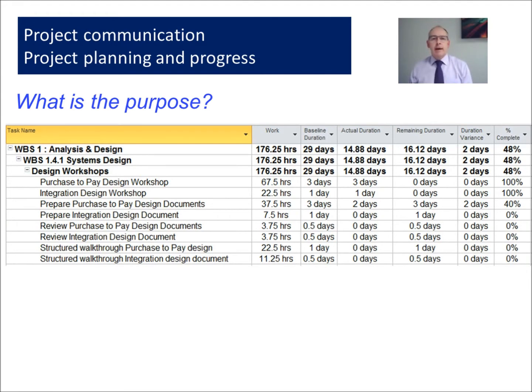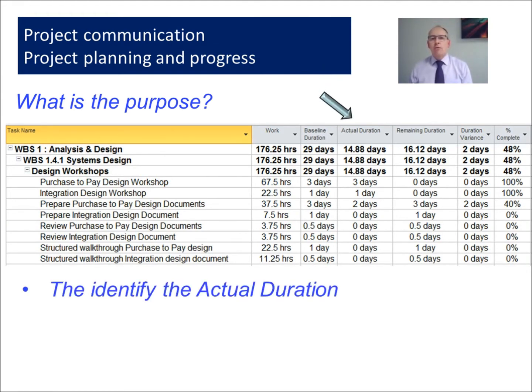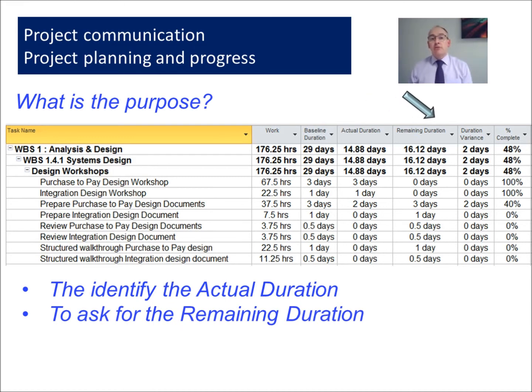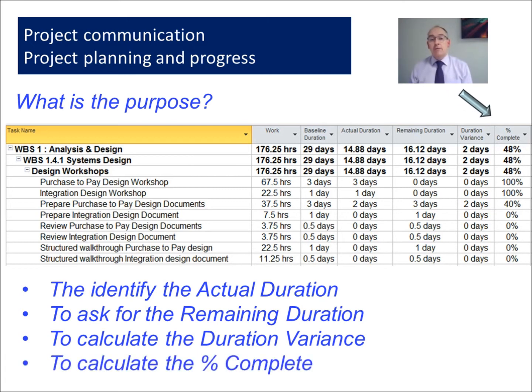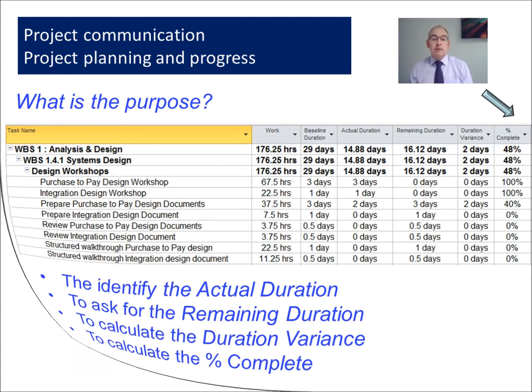Well, in our project plan, what we want to know is what's the actual duration. How long did that activity take against the time we thought it would take? What is the remaining duration? Is there any time left to finish off that activity? So we can calculate the duration variance. And if we're using time as the method of calculating percent complete, then our project software may then calculate the percentage complete for that individual activity.